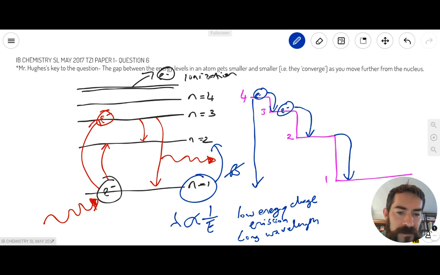So as we said, we're looking for the lowest energy change because this will give us the longest wavelength of radiation emitted. And so the lowest energy change here, hopefully it's easy to see now with this stairway concept, will be from energy level 3 down to energy level 2. And so from energy level 3 down to energy level 2 is answer D.